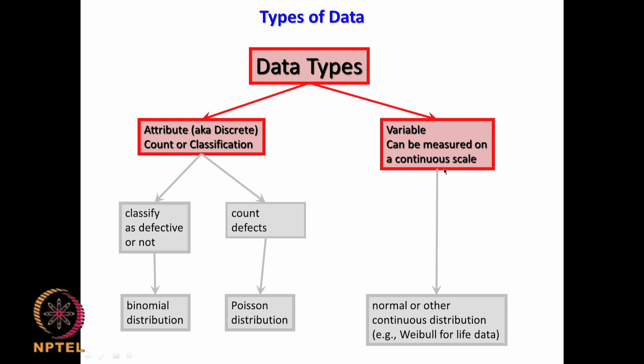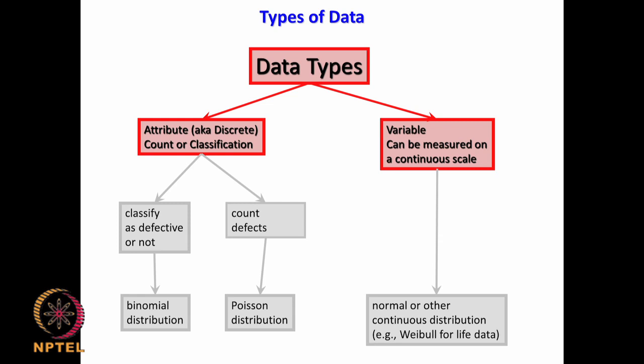Then under the continuous data, we have the normal distribution. You must have all heard of the normal distribution, which looks like a bell type of curve. And also we have the variable distribution, which discusses the life of, for example, a light bulb or a fan or a refrigerator. So that's called the variable distribution. So that's continuous data. We can measure the data continuously. So we have 2 types of data: the discrete data and the continuous data.